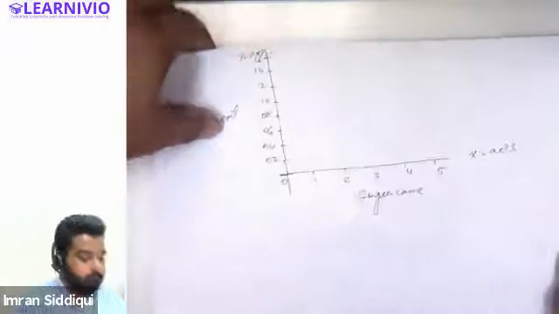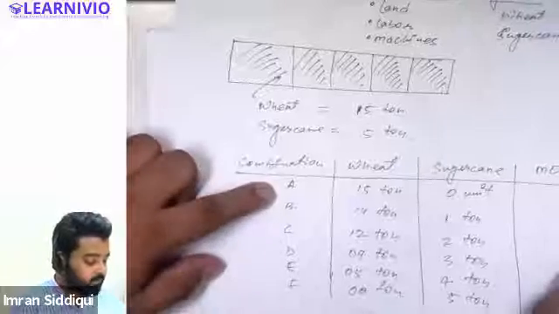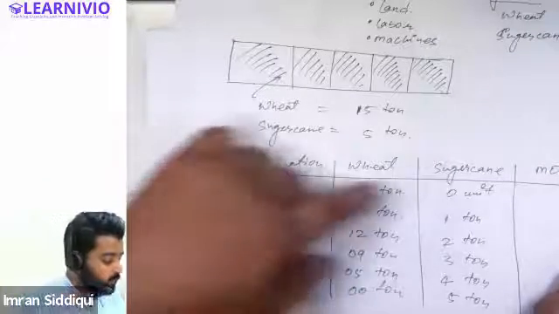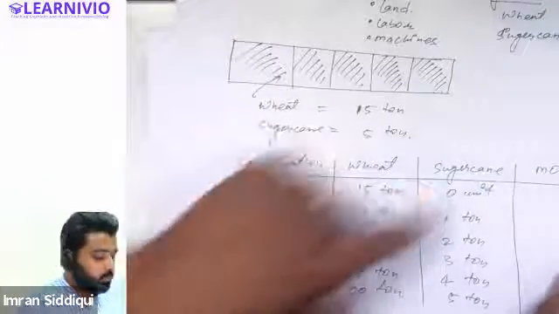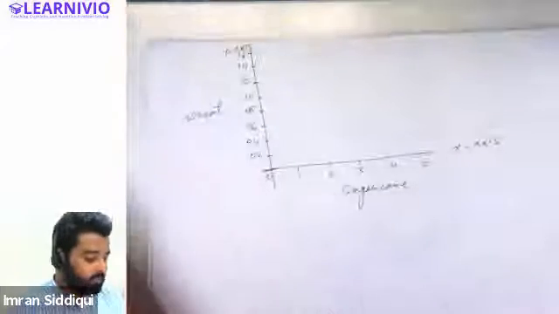Okay. Now we have to plot the various combinations that we have drawn on this table. So the first combination is 15 and 0: 15 tons of wheat and 0 tons of sugarcane. How can we plot this combination? We will plot it like this.